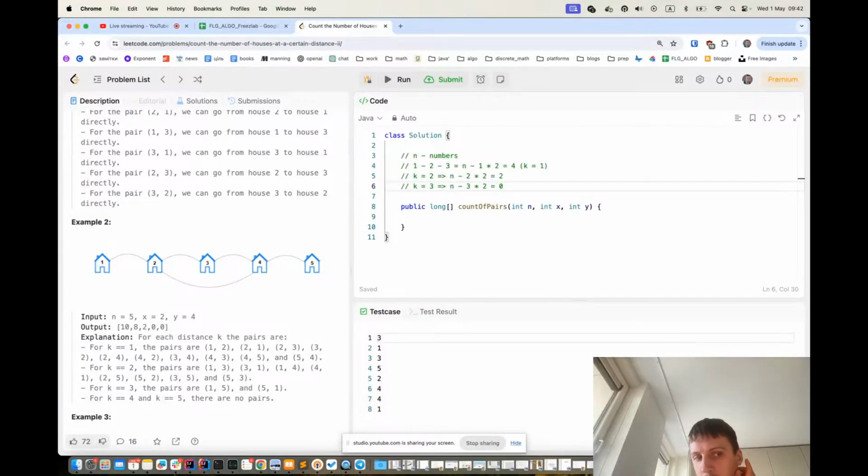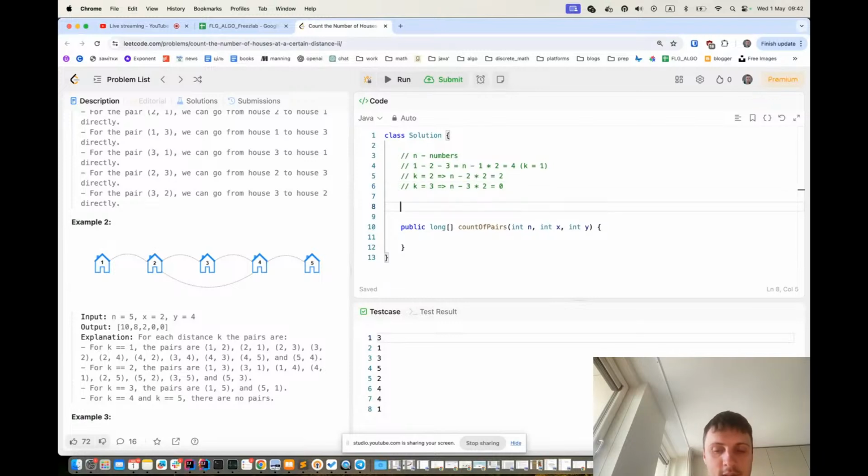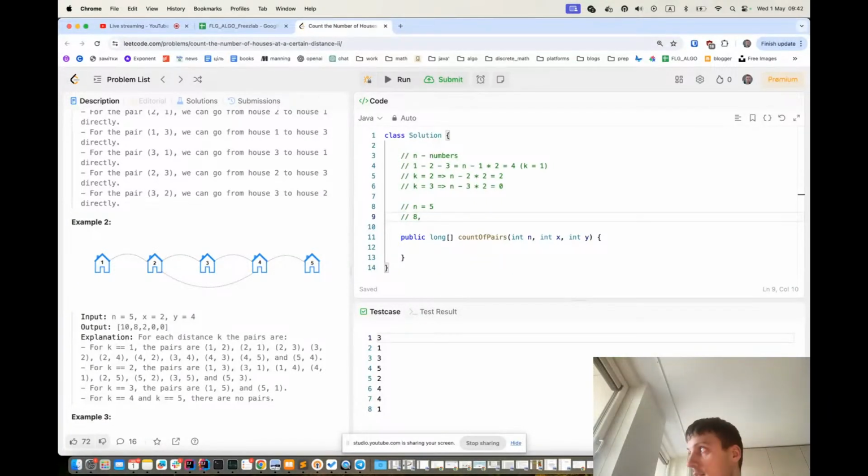And the same for example, when we have n equal to 5, then we have the same, like 4 multiplied by 2, we have 8. 3 multiplied by 2, we have 6. 2 multiplied by 2, we have 4. Then we have 2, and then 0.